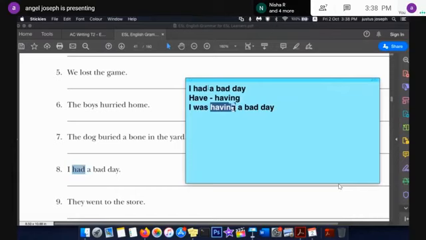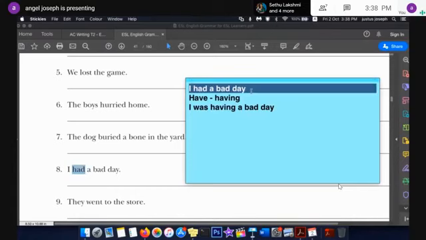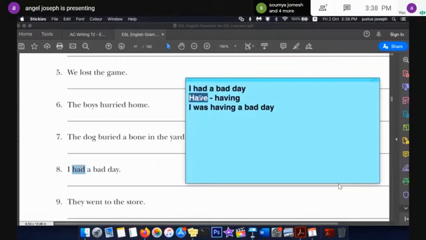Understood what happened? This "I had a bad day" was in the past. Okay? Simple past or habitual past. This "had" was changed into present or its base form. What is the base form of "had"? "Have". It originated from the word "have", right? So after we have converted it into the base form, you add the "ing". So "have" became "having".